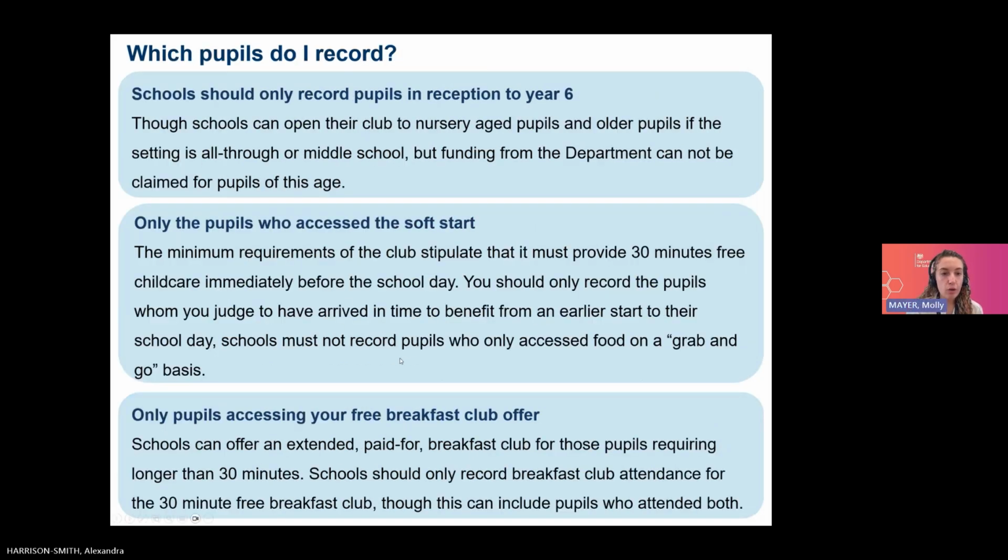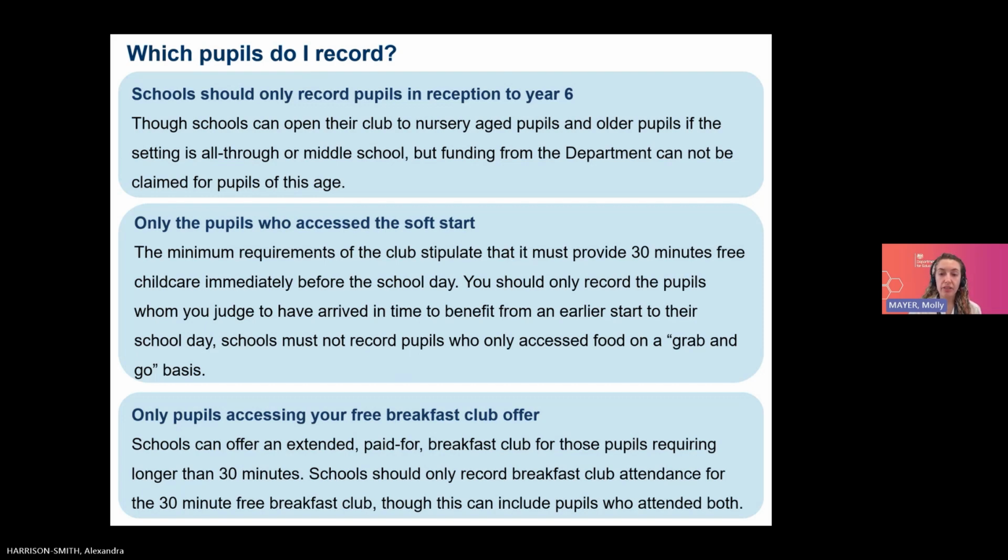and talk about which pupils to record. So in terms of who you should be recording each day, remember that the early adopter scheme is open to reception to year 6 pupils. If you open your club to nursery age pupils and older pupils, do not record these pupils. Only record pupils in reception to year 6 who attend the free breakfast club. Also remember that the minimum requirements of the club stipulate that it must provide 30 minutes free childcare immediately before the start of the school day.